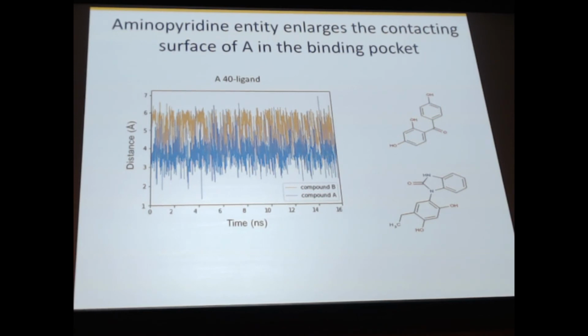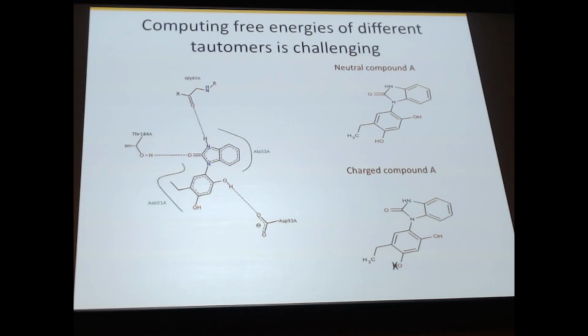Moreover, alanine 40, the most interacting residue with both the ligands, is closer to compound A than to compound B. So all of these extra contacts with compound A are due to its aminopyrimidine moiety that enlarges the contacting surface of this ligand inside the binding site. And this moiety is also present in the ATP structure. So this makes compound A and its aminopyrimidine moiety a good mimic and inhibitor of ATP among the other ligands.